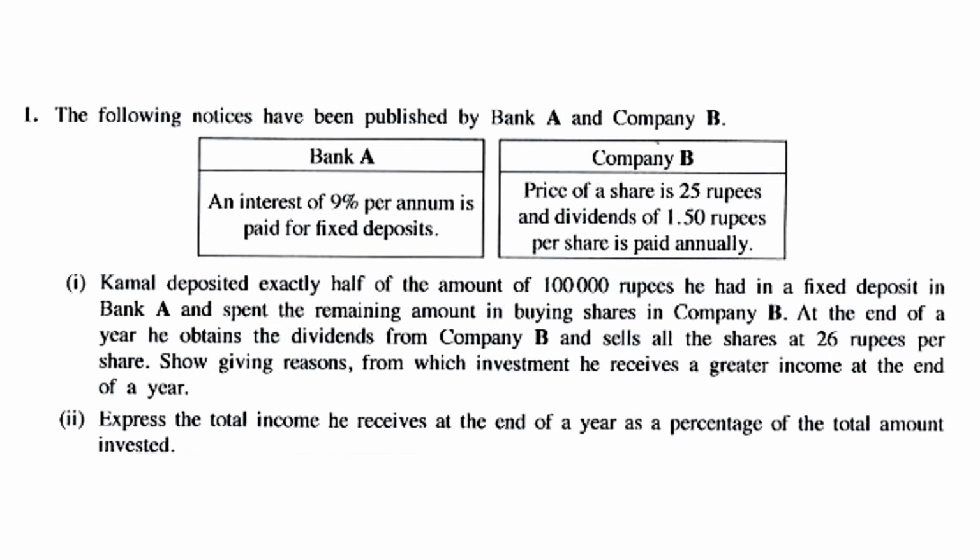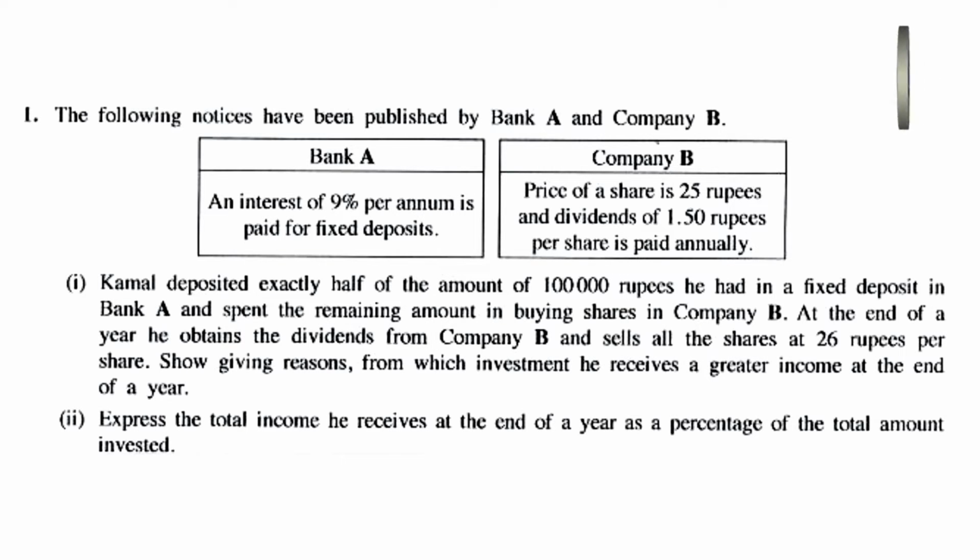The following notices have been published by Bank A and Company B. The two notices are given. Bank A says an interest of 9% per annum is paid for fixed deposits. Company B says the price of a share is 25 rupees and dividends of 1.5 rupees per share is paid annually.